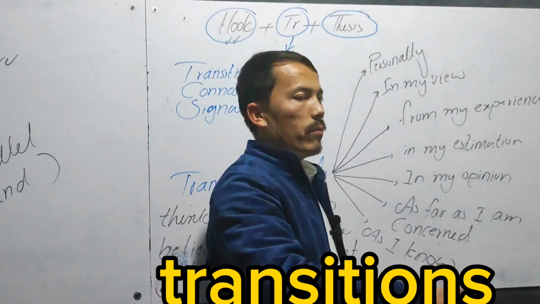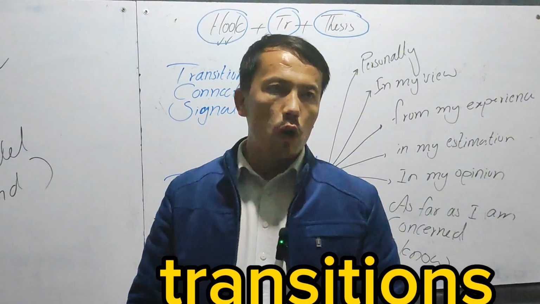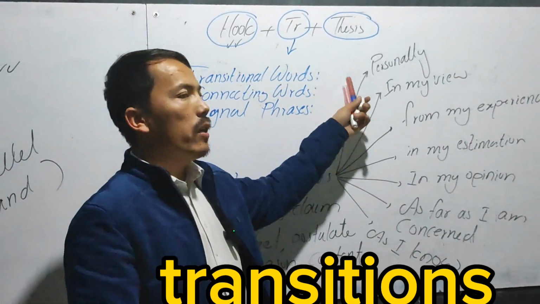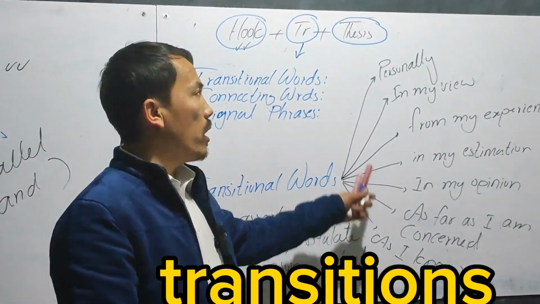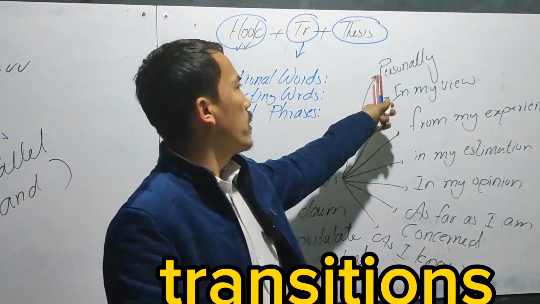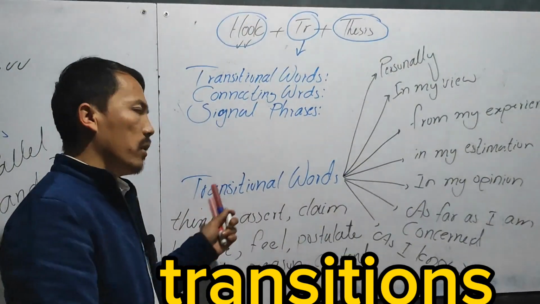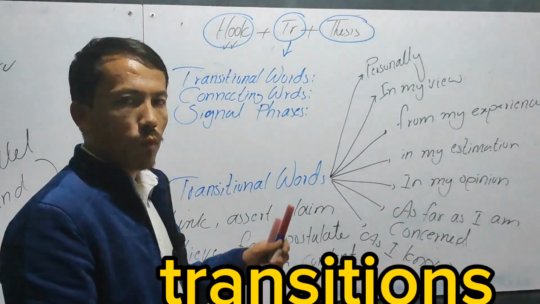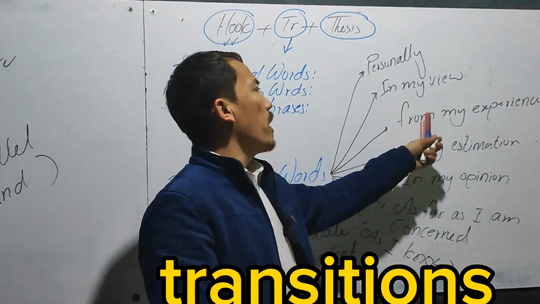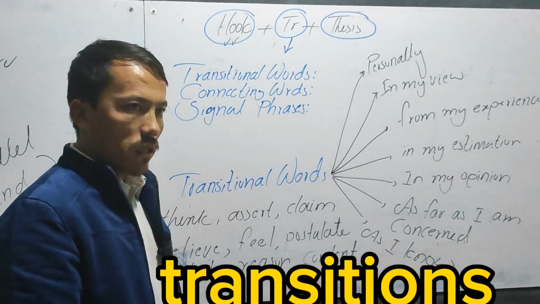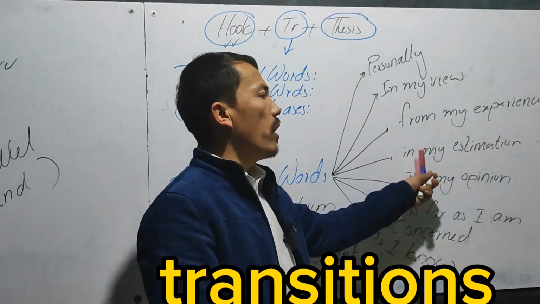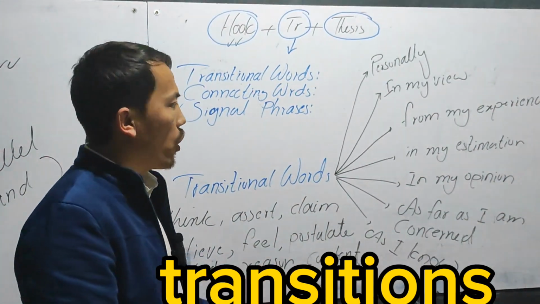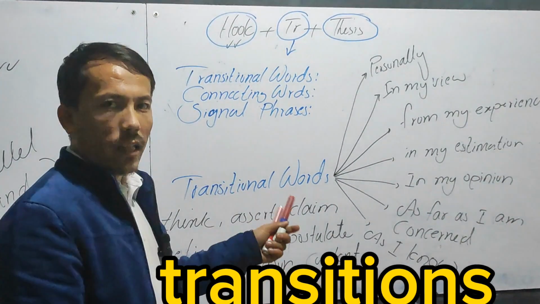So now let's combine them and make, for example, a hook plus transitional word plus a thesis. For example, we say that personally we need a zoo. Personally, I assert we need a zoo. Look, use the word what? Personally, then subject, I think we need a zoo. Or we can say that in my view, I assert that we need a zoo. Or from my experience, I claim that we need a zoo. Or in my estimation, I believe that we need a zoo. Or in my opinion, I feel that we need a zoo.